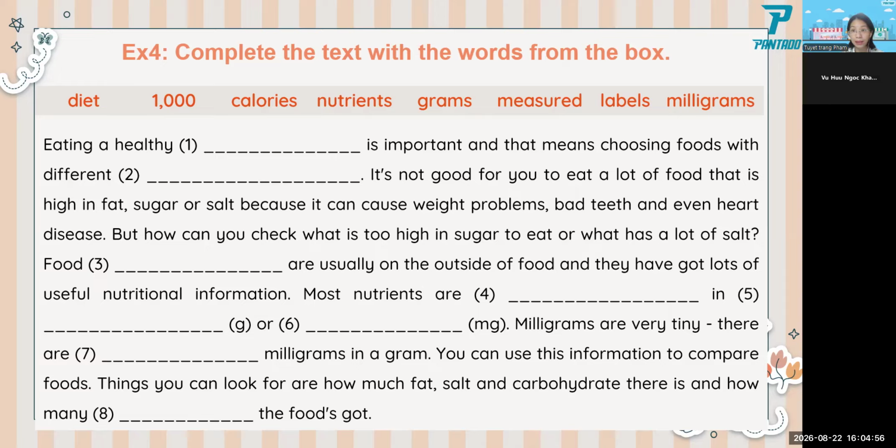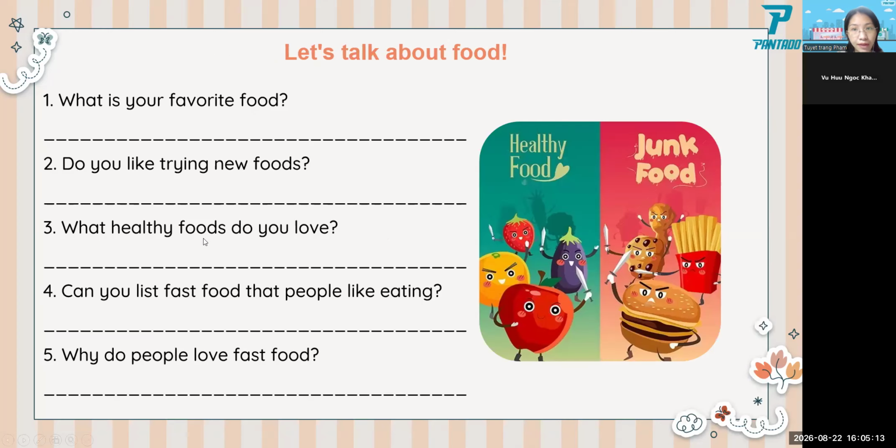How many? How many labels? Hmm. The food got. Okay. Now let's talk about food.